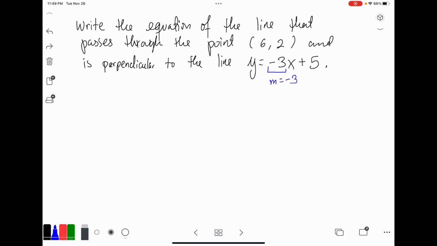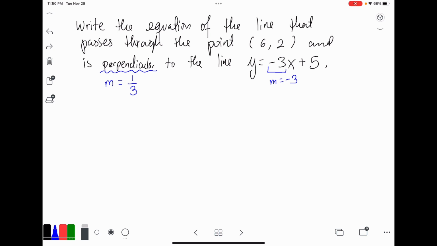But the key here is that the equation that we're trying to write is perpendicular to the given line. So if the slopes are perpendicular, that means their sign must be opposite and they must be reciprocal to each other. So the slope of the perpendicular line would be positive 1 divided by 3. So remember, negative 3 is the same thing as saying negative 3 over 1. So the reciprocal of 3 over 1 is 1 over 3. And of course, the signs are opposite.